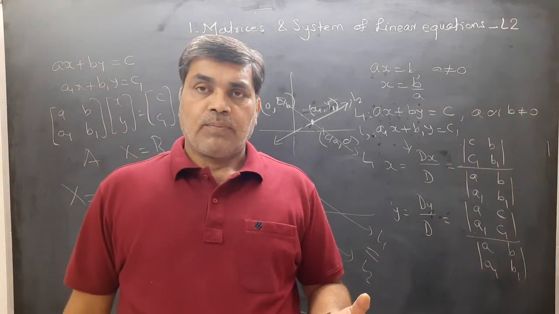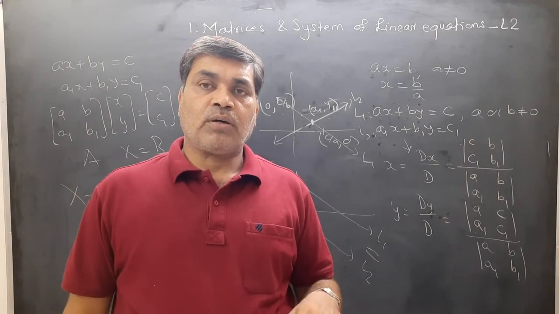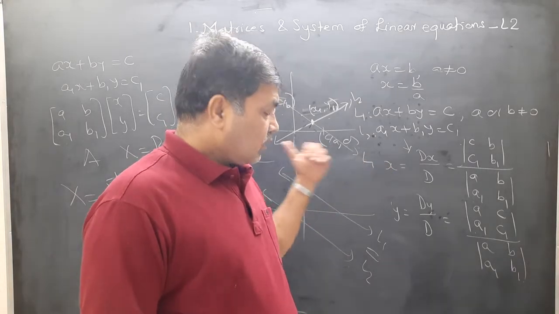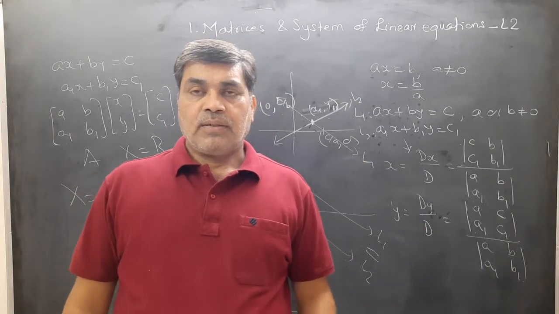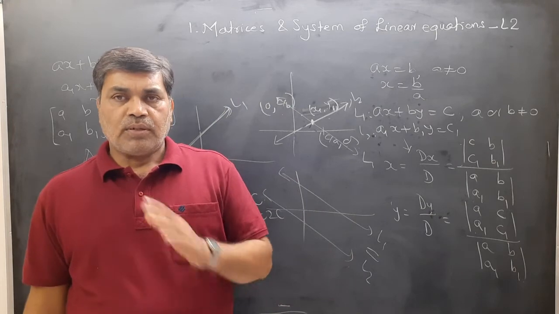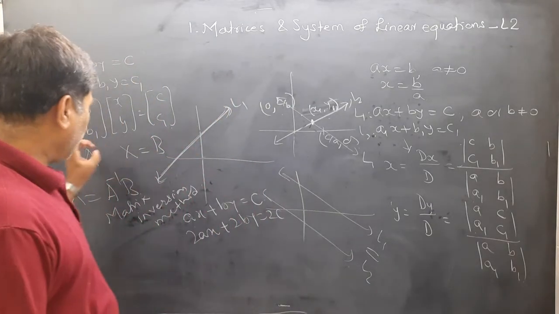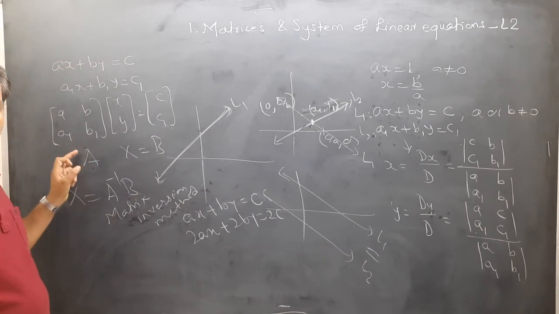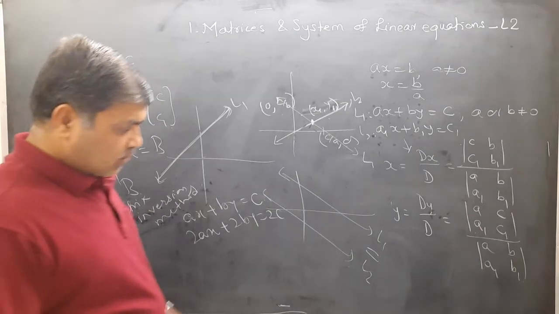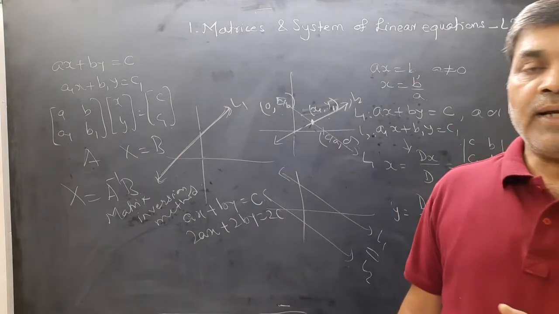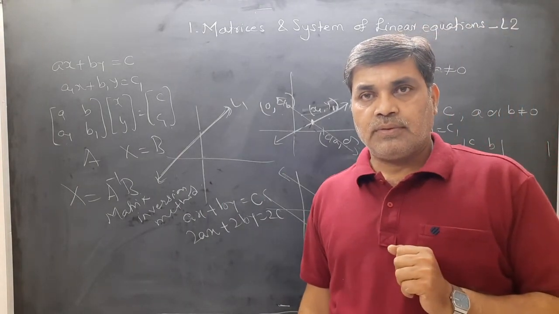So for applying Cramer's rule or your matrix inversion method, the number of equations must be equal to the number of variables. In addition to that, your coefficient matrix A must be an invertible matrix. Only in that case can I apply Cramer's rule and the matrix inversion method.